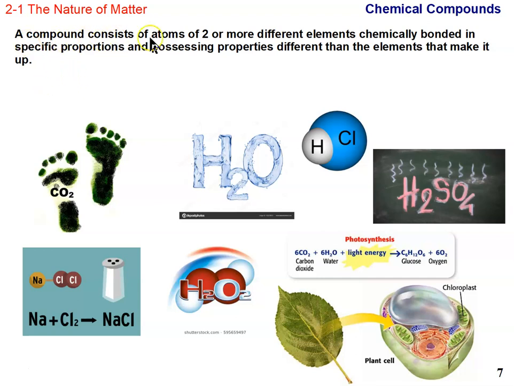So a compound consists of atoms of two or more different elements, chemically bonded, in specific proportions, and possessing properties different than the elements that make it up. Alright, so a compound, which is what we're defining here, two or more different elements. So if there are two or more atoms coming together, but they're the same element, then it's not considered a compound. It's considered an element. It's elemental.